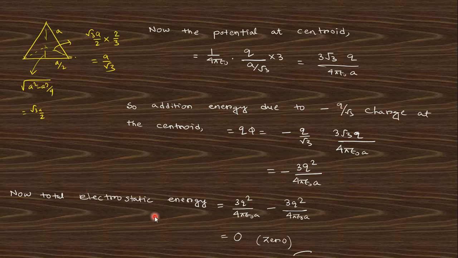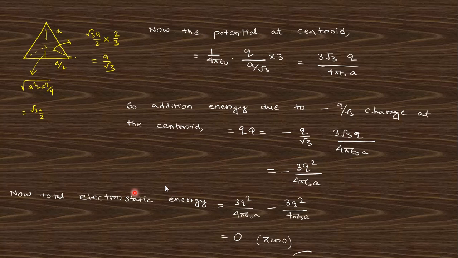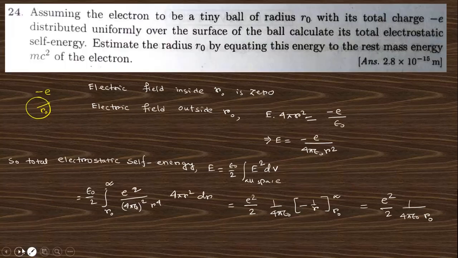So the total energy of the system in the previous configuration will be like that, and now the energy of the system is this. So the total energy of the system will be 0. In the new configuration, the total energy of this system is 0. That's it. Next question.